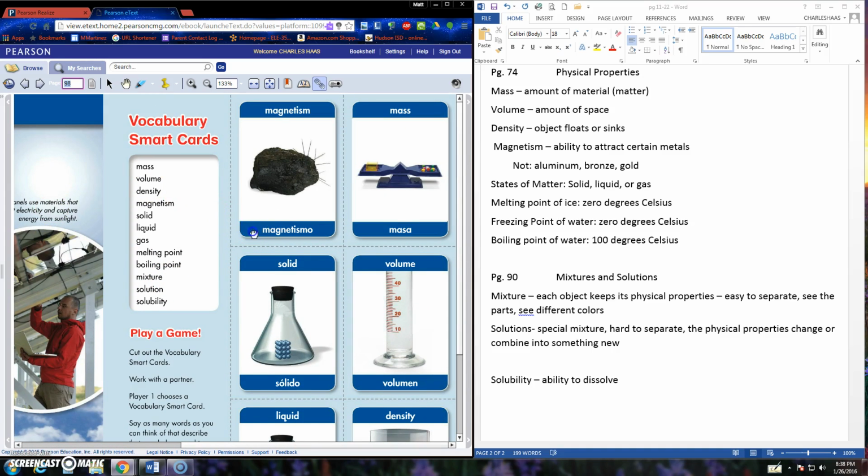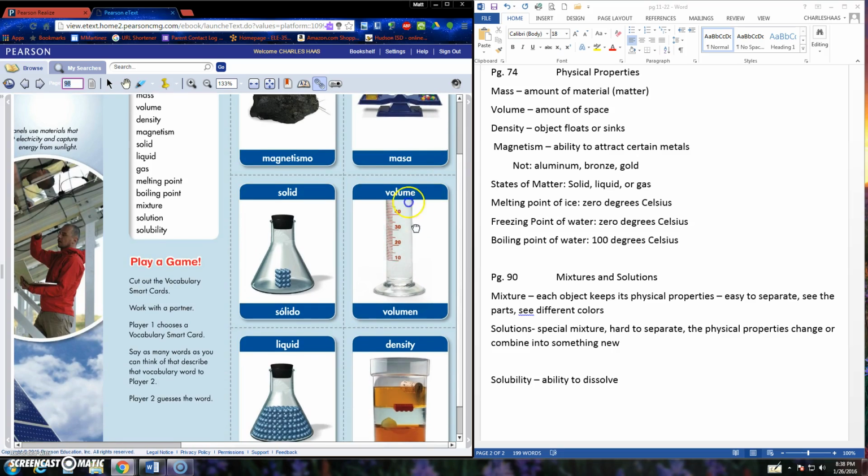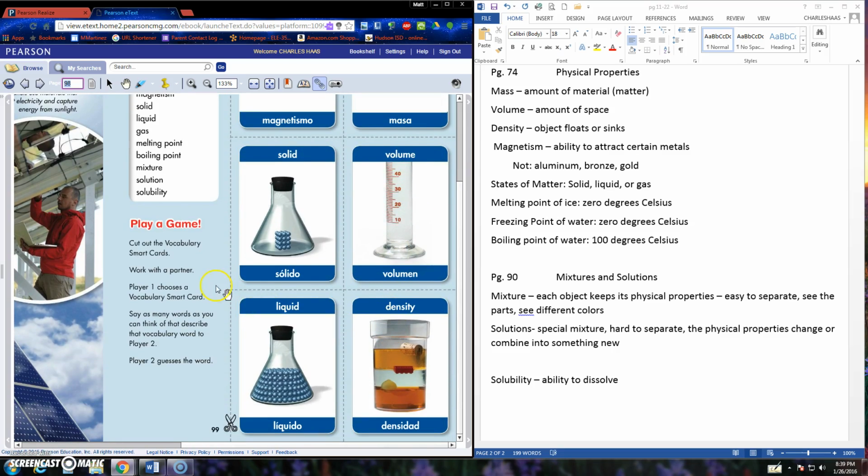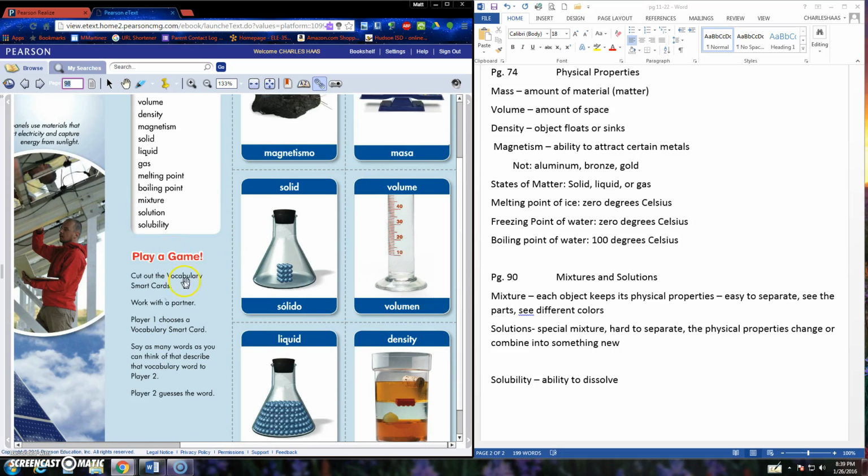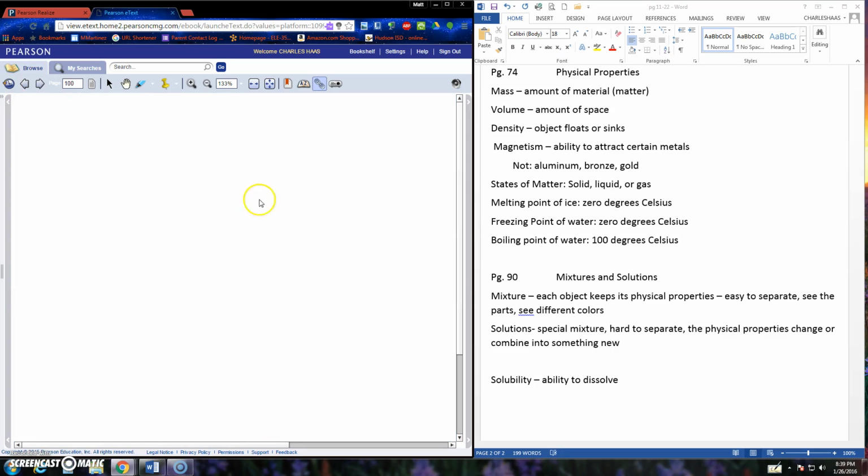So here's the next page that we're going to cut out, the next set of vocabulary cards. Magnetism, mass, solid, volume, liquid, and density. Is that the same game or is that a different game? You'll have to look and see. This is page 99. And then we'll go on to the next page also.